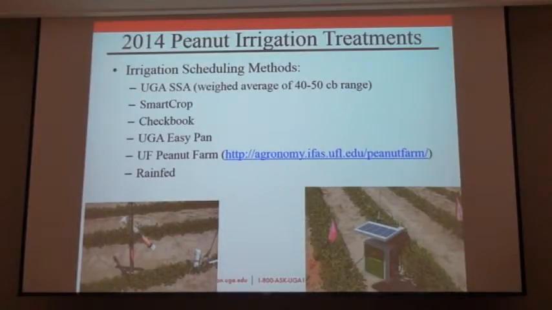And so you kind of see that's a Smart Crop. If you're not familiar with those, they're just reading infrared canopy temperature. This is UGA SSA. It's not the best picture, but you can just kind of see it there. And we were doing some data logging, looking at some of John Deere's water management system there too.